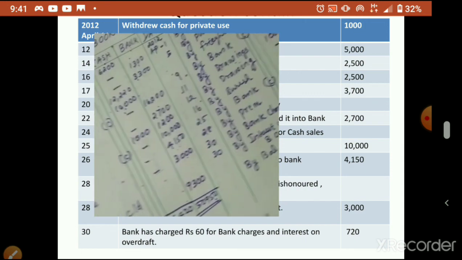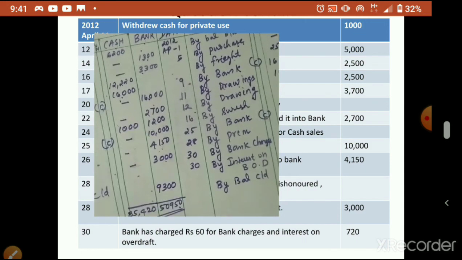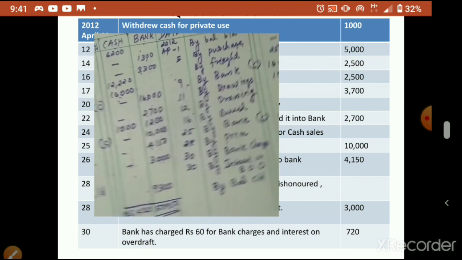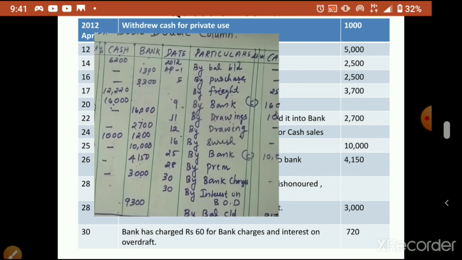Okay. So this way you have to write and balance it, total it and balance it. So this way you have to do. You may get some doubts, of course, because through this media I am explaining as much as possible. If any doubt, kindly contact me, kindly ask me.